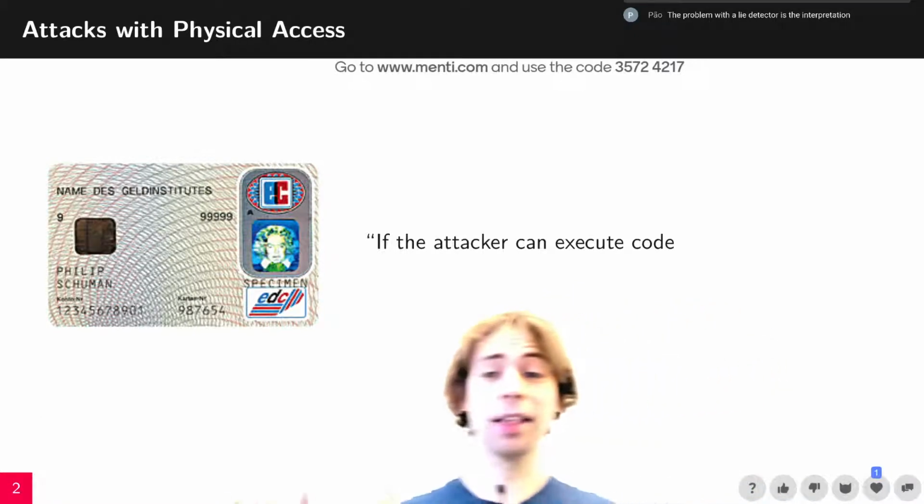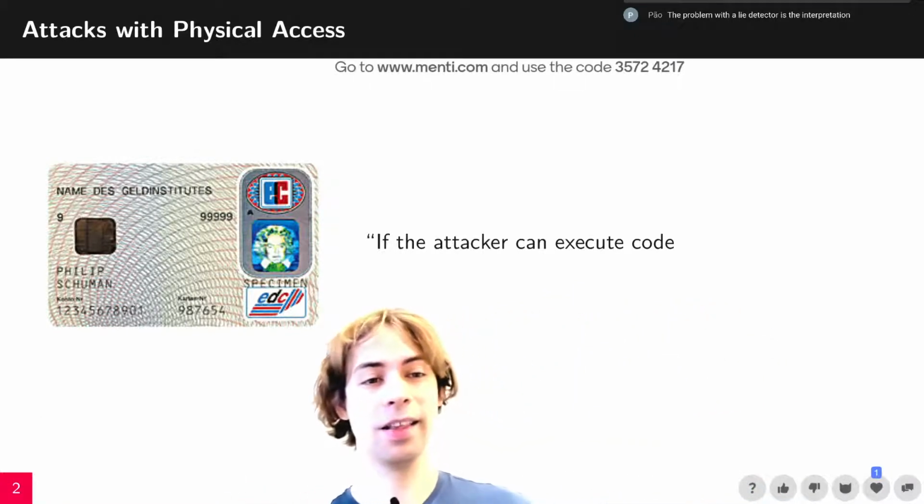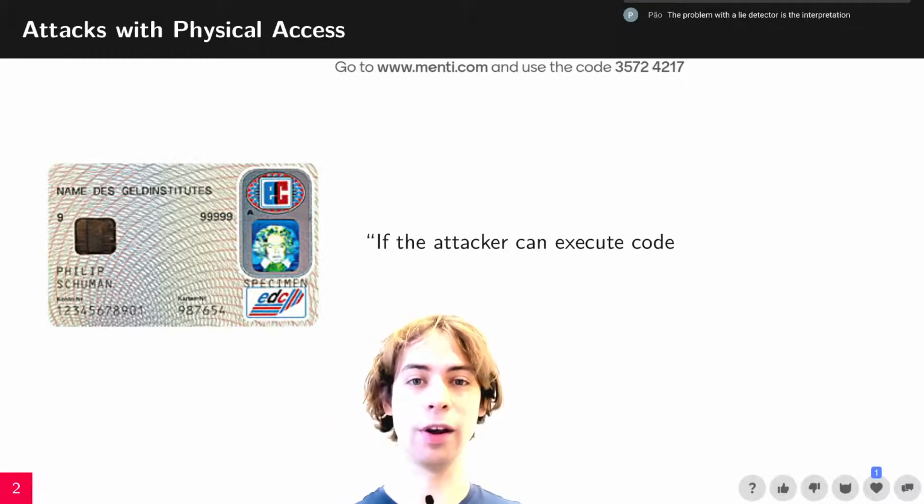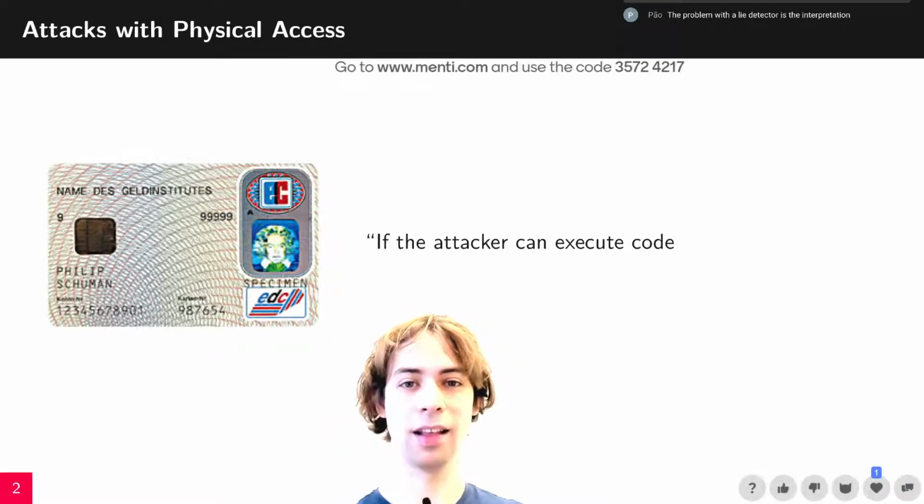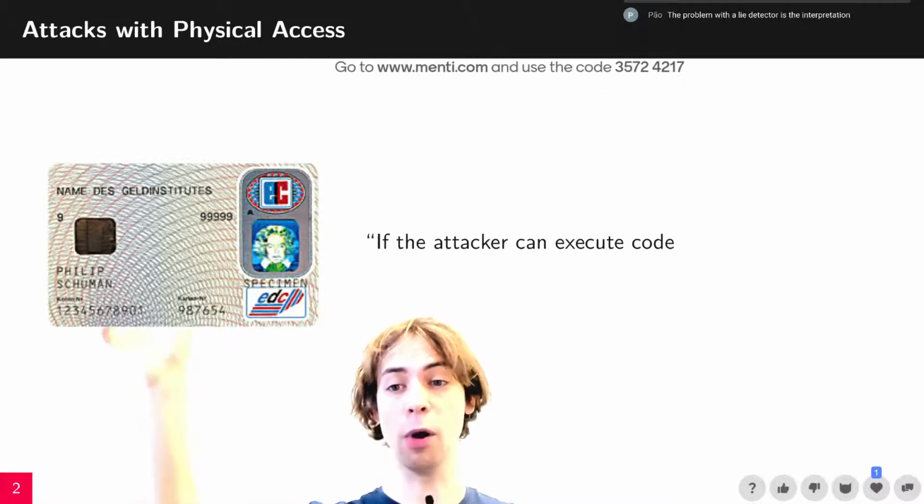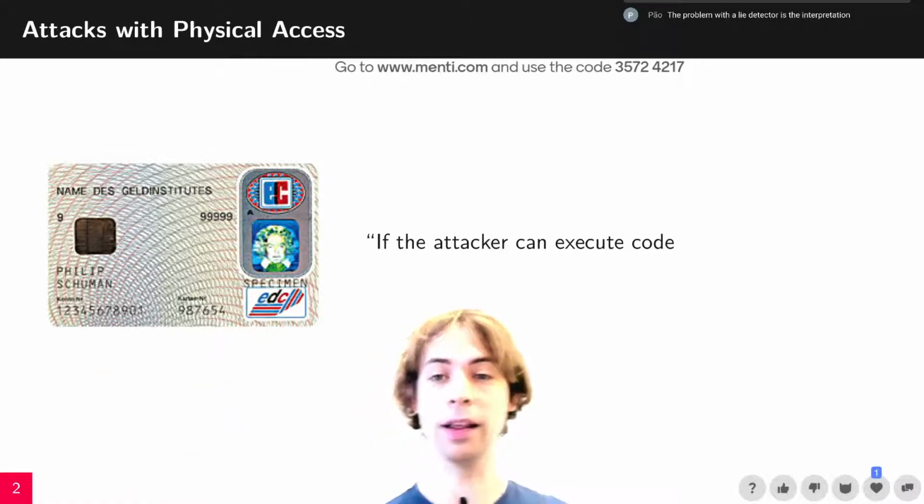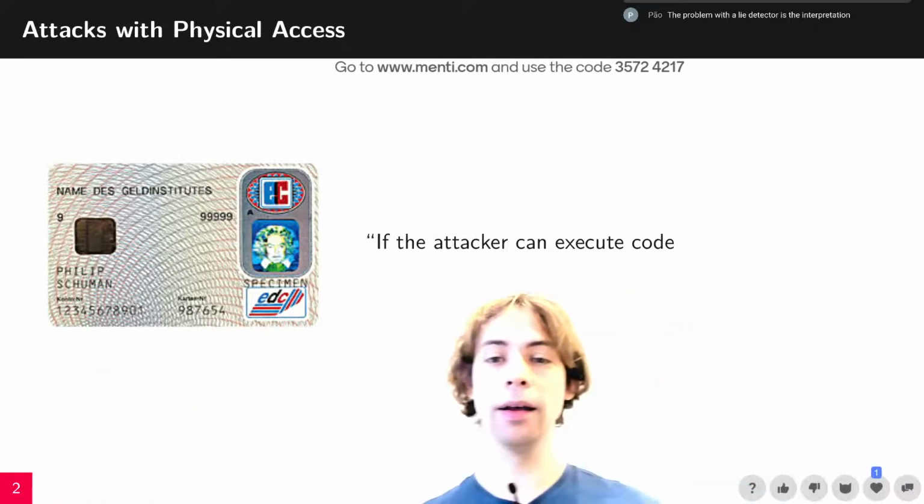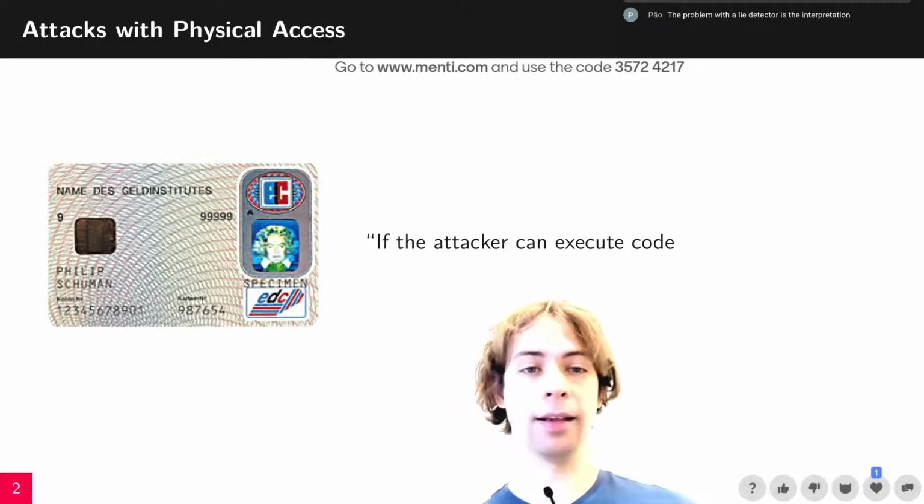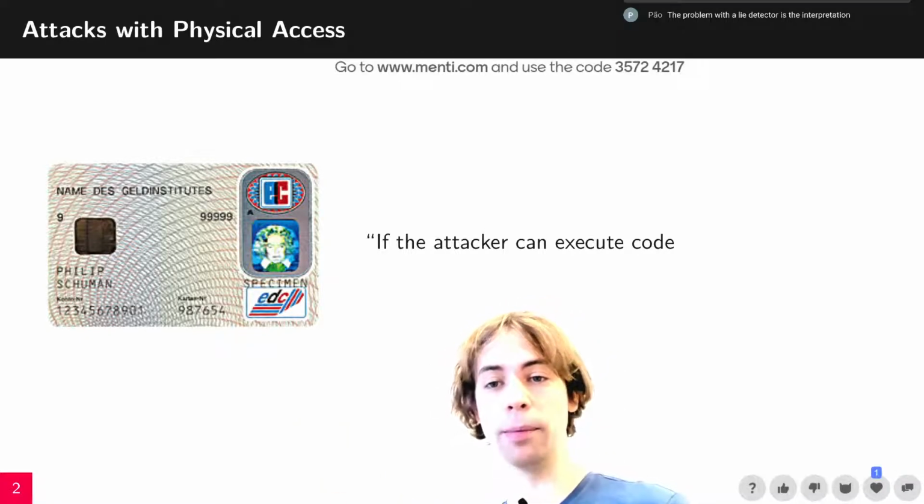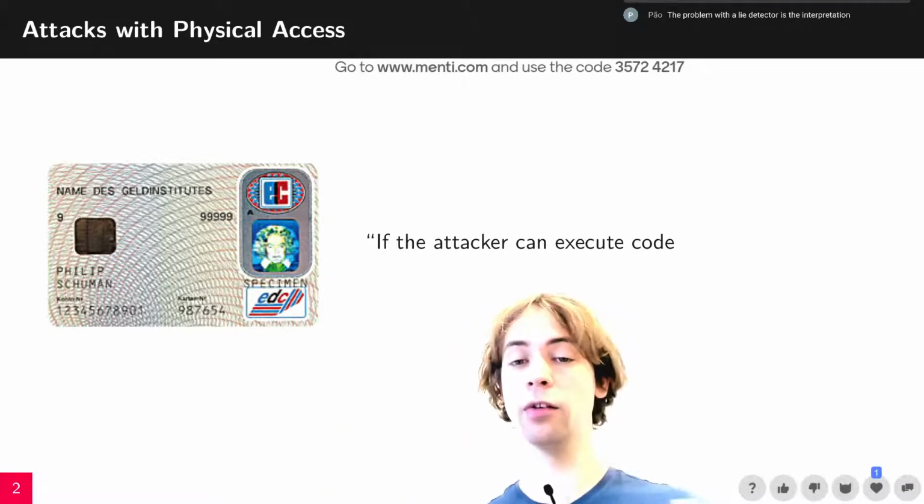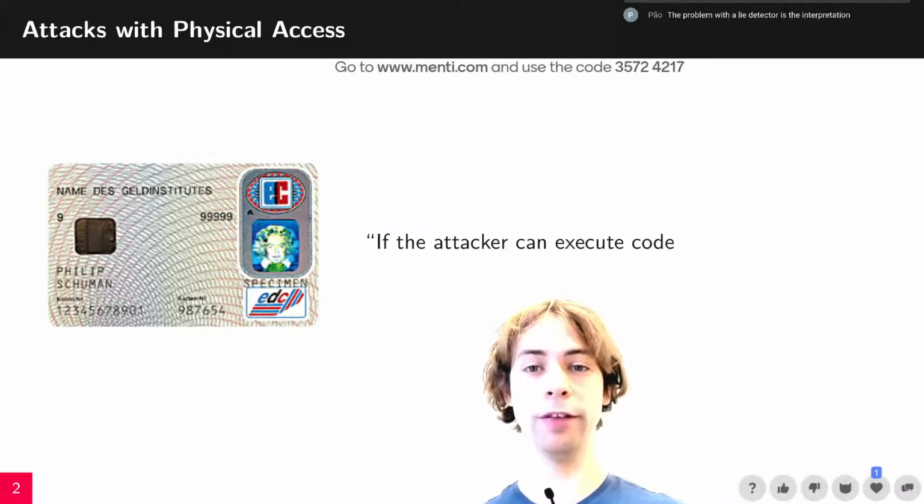So let's talk about other side channels. If we talk about the physical world, the side channels on our computers. This is a small computer, right? It's a small chip in this card. And on this one, we have physical access. Last lecture, we talked only about attacks without physical access. Today, we will talk more about attacks with physical access.